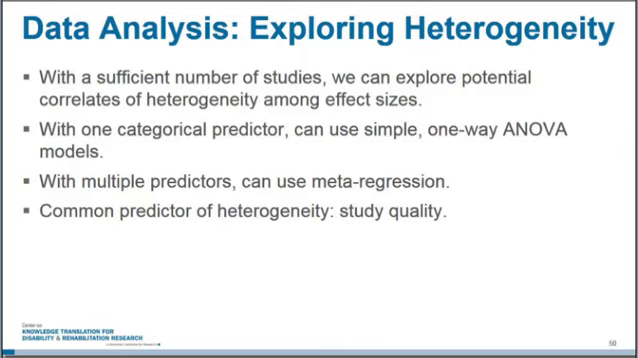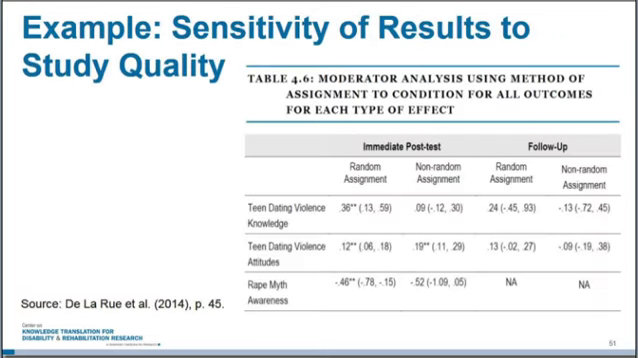So if we only have one categorical predictor, say we want to compare randomized controlled trials to quasi-experiments, we can use a simple one-way ANOVA model. If we have multiple predictors, we can use meta-regression to examine if there are predictors of the variation in effect size across studies. And a common predictor of heterogeneity is the study quality, as we talked about earlier. We typically use study quality as an important predictor for examining the variation across studies.